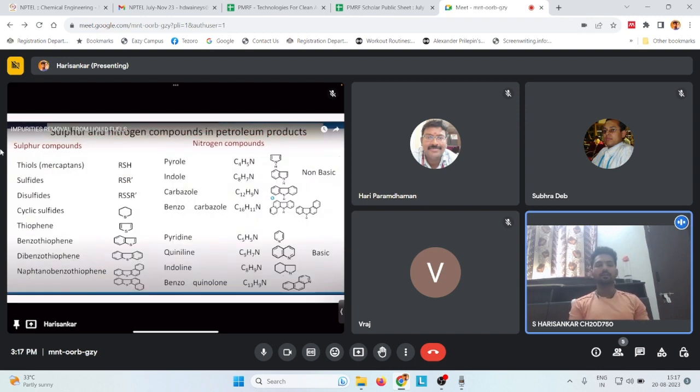These are some of the sulfur and nitrogen compounds that are usually detected in crude oils from all around the world. It could be straight chain sulfur or nitrogen compounds, or it could be aromatic, like pyrrole, indole, carbazole, and so on. It could also be polyaromatic, for example dibenzothiophene or naphthenobenzothiophene, or something like a benzoquinoline. So these are just some of the nitrogen and sulfur compounds that are present in the crude oil.